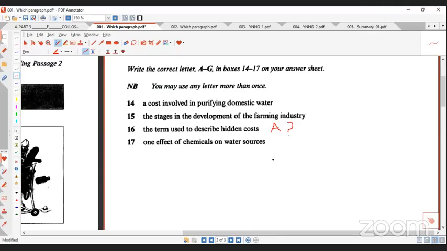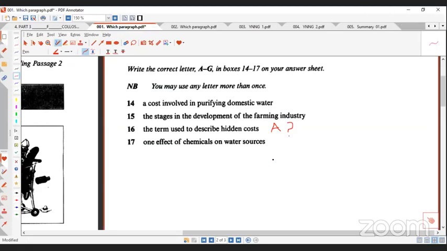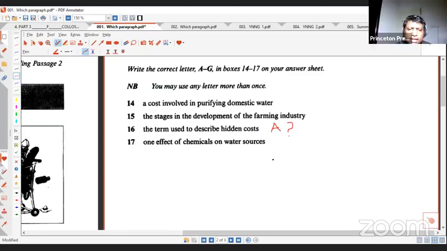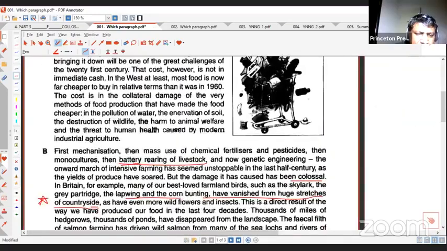Chemical. What about B? Can we do 17? One effect of chemicals on water resources. One effect of chemical on water sources. You're saying that number 17 should be? Maybe. Why? Have you got the answer here?